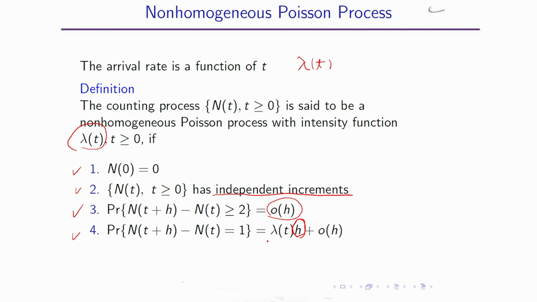But there's one thing different. Previously, we have lambda h. Now we have lambda(t) h, because recall that now the arrival rate is a function of t, right? So we have lambda(t) h plus little o of h, but we know that when h is very small, little o of h is simply equal to 0 or very, very close to 0.